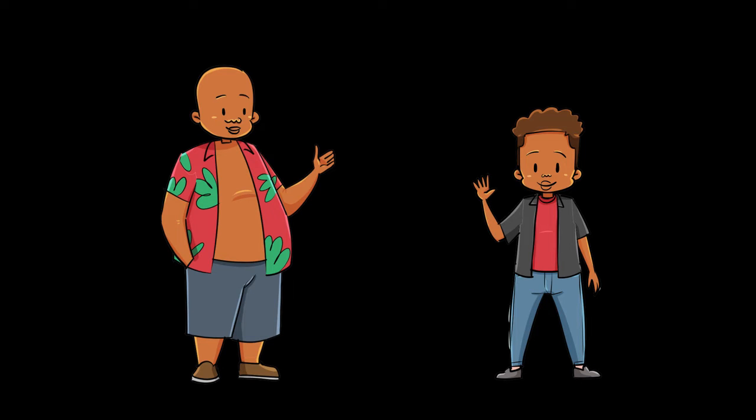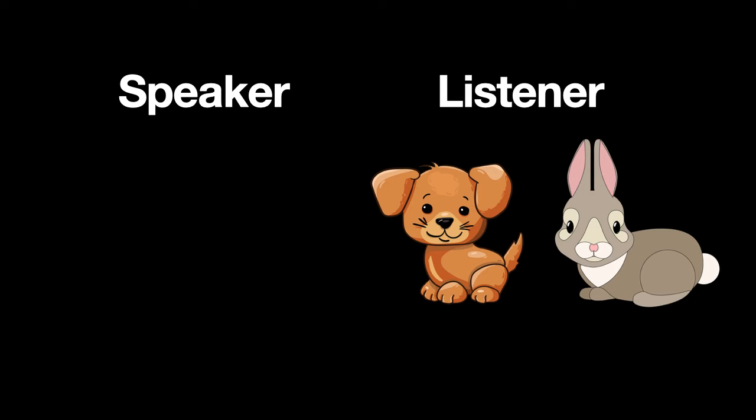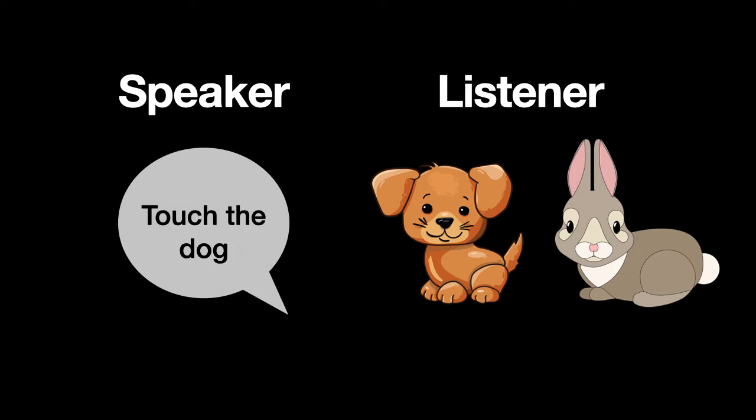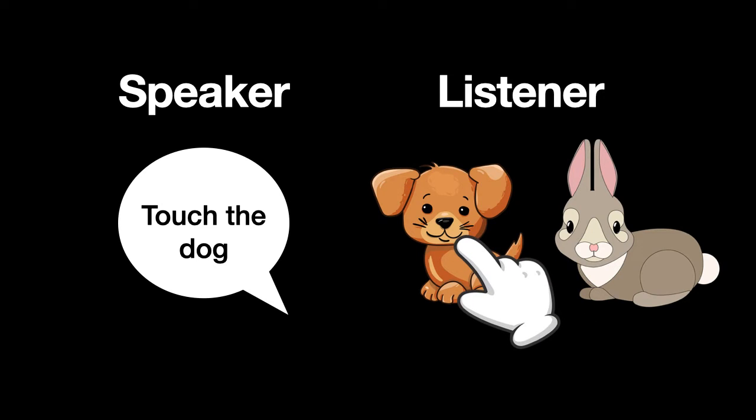Basic listener skills require two people, a speaker and a listener. For the purposes of this video, we will focus on the listener's physical response to what the speaker says. We cover a verbal response to someone else's verbal communication in a different video. The speaker says something such as, "touch the dog," and the listener responds by performing some action on the environment that corresponds with what the speaker said.